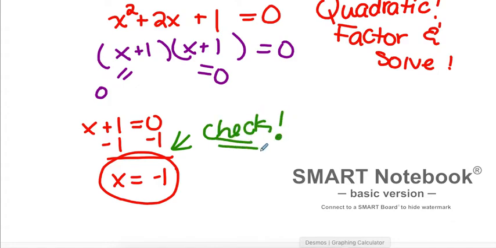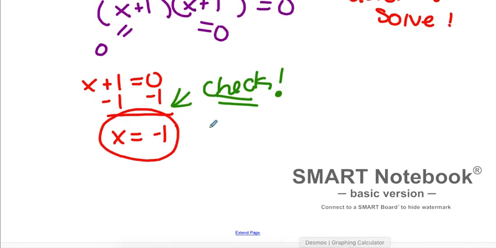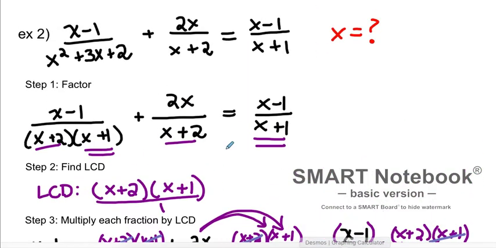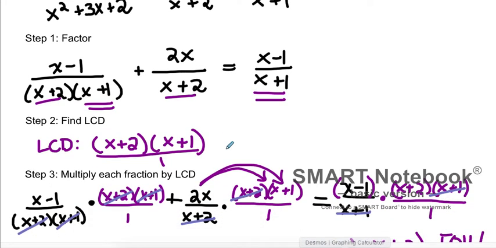We can check by plugging back in, or we can graph. Actually, I should have pointed something out from before. We do have restrictions too, right? So what could x not be here? X cannot be negative 2. X cannot be negative 1.